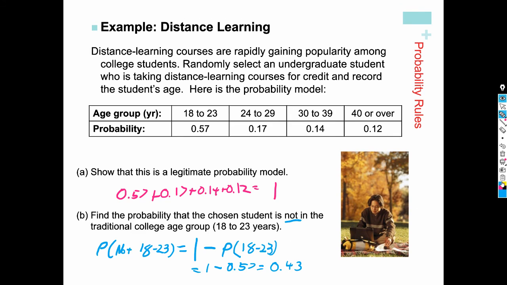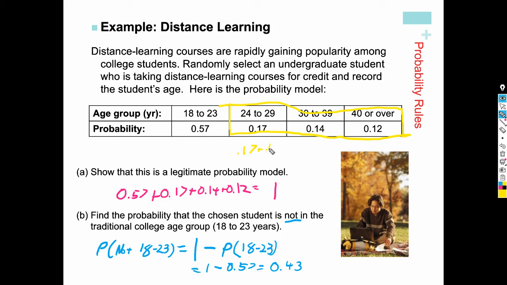The other way we can do this is that if we want to add up the places where they're not 18 to 23, let's see. This is not 18 to 23. This is not 18 to 23. This is not 18 to 23. And notice all these are mutually exclusive. You can't have somebody that is both in the 24 to 29 age bracket and be 40 and over. They can't happen at the same time. So if we want to take the probability of all these put together, then we're going to add them.